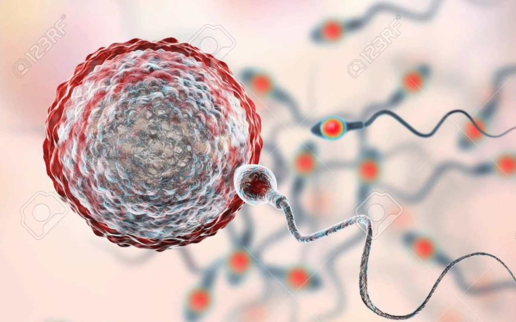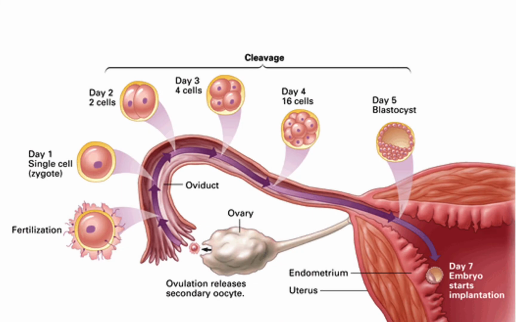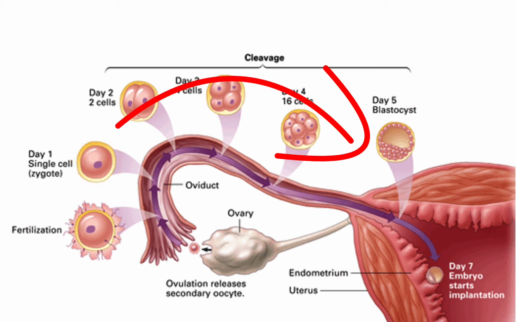If the secondary oocyte is fortunate to be fertilized by a sperm in a 24-hour window following ovulation, then the secondary oocyte will finish meiosis, stage 2, and again split unevenly, creating a mature ovum and a polar body. The DNA of the sperm will fuse with the DNA of the mature ovum, producing a diploid cell called a zygote, which will divide mitotically into a ball of cells called a blastocyst.